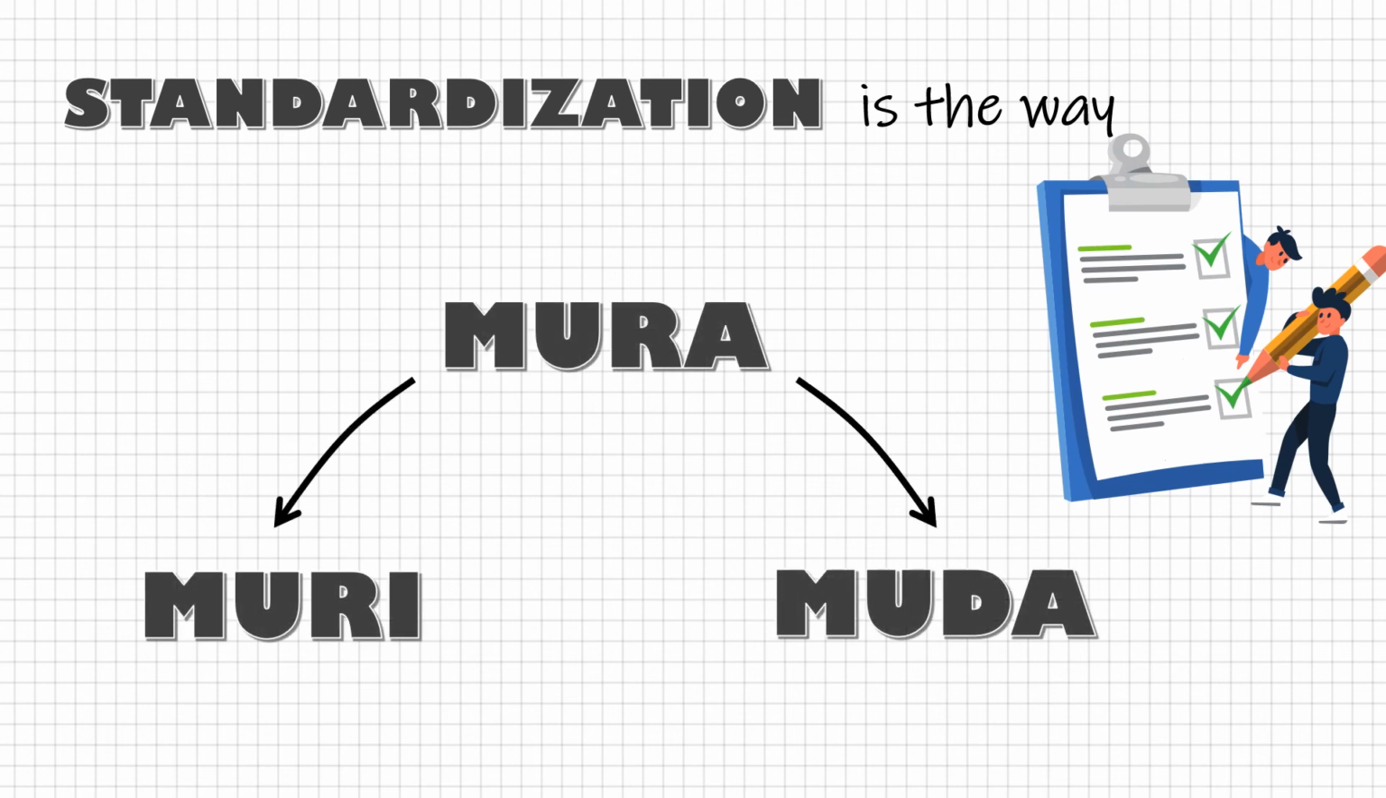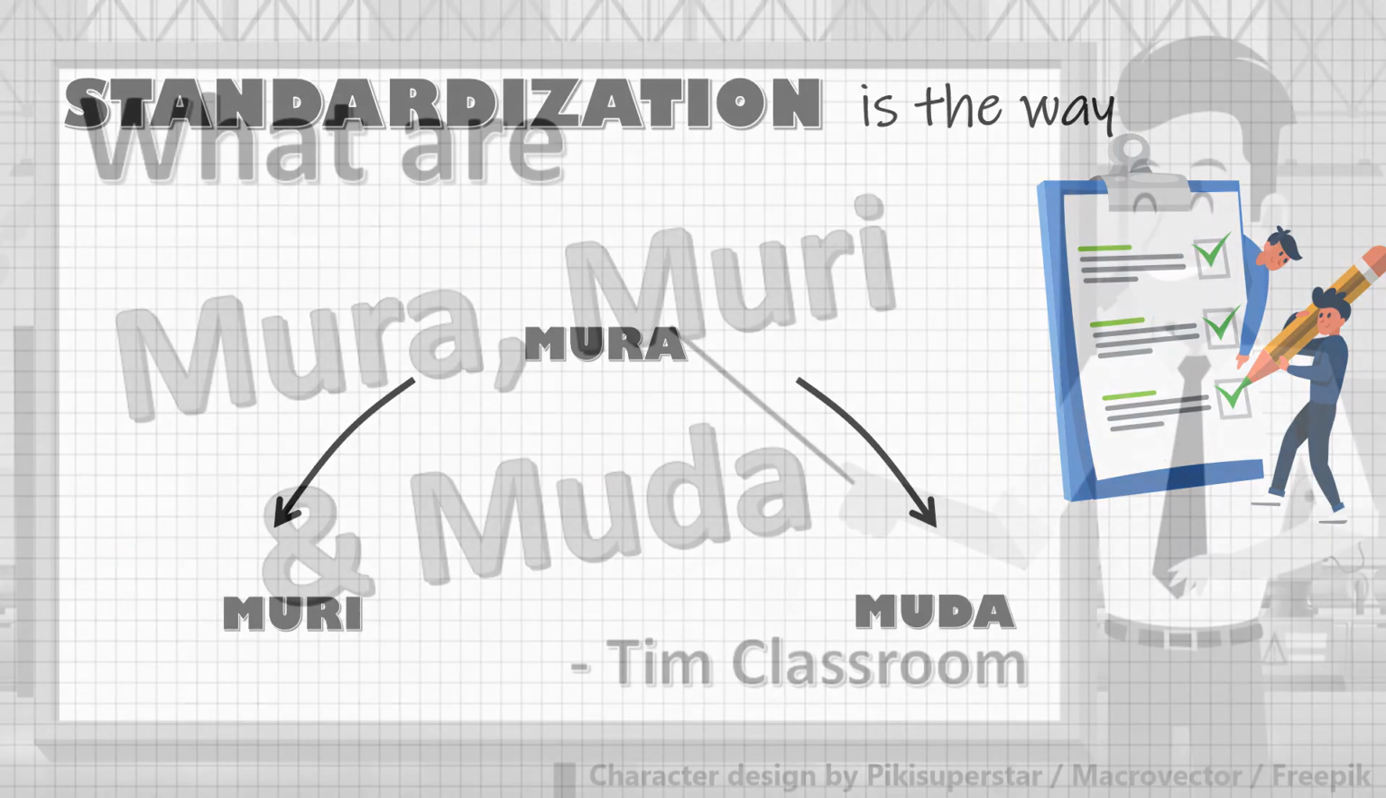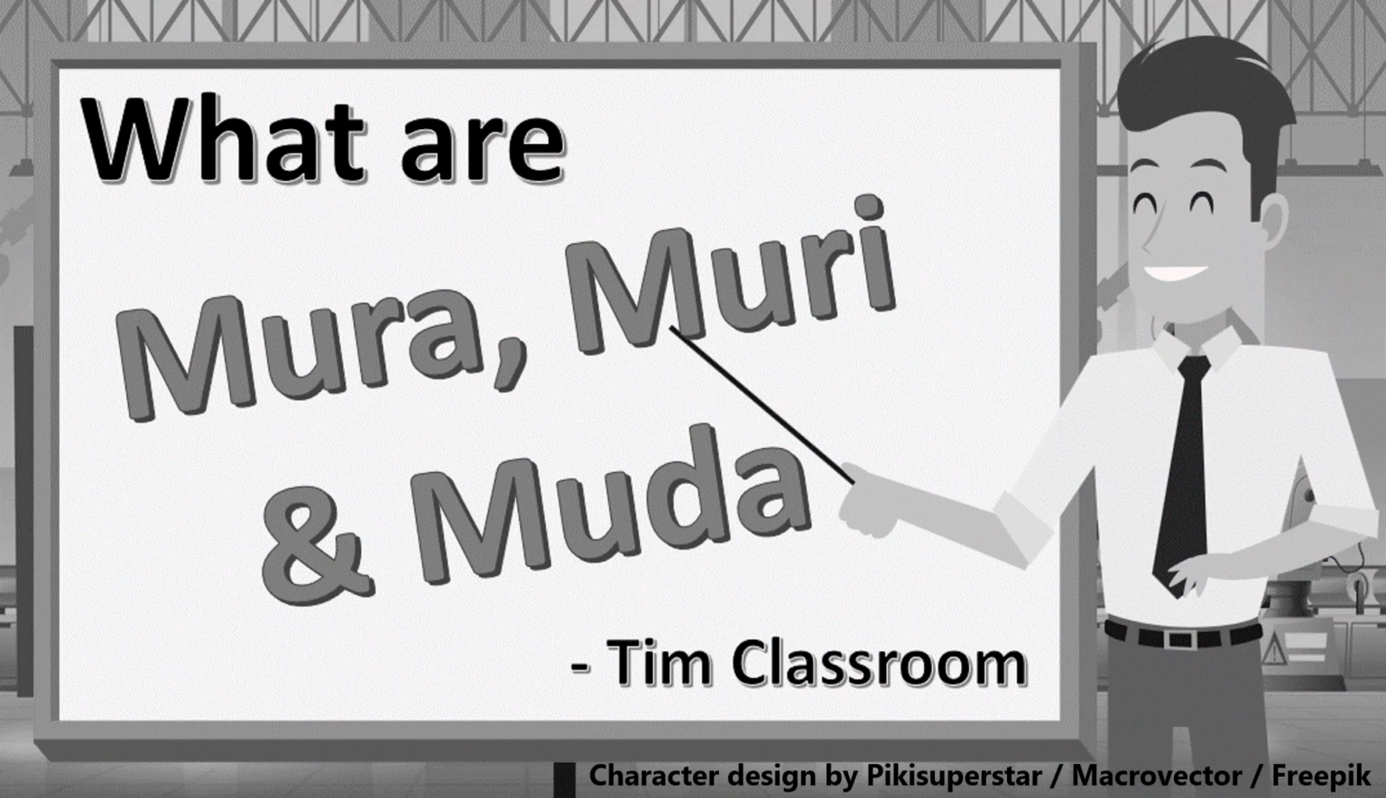A way out is to standardize the activities so that we can reduce Mura, the variation, which in turn will reduce Muri and Muda. That is why it is said the journey of lean manufacturing begins with standardization.